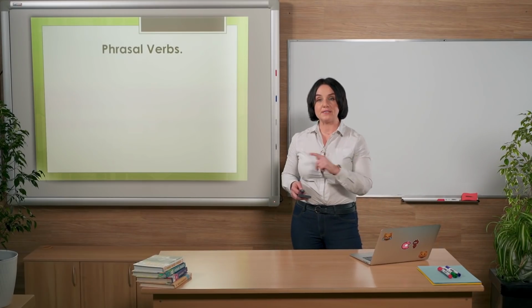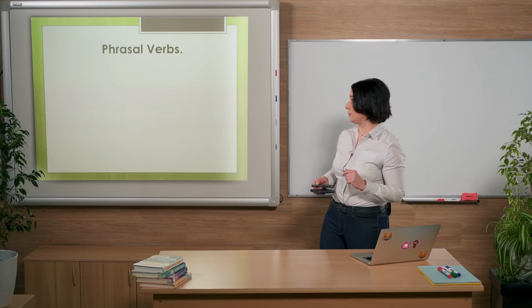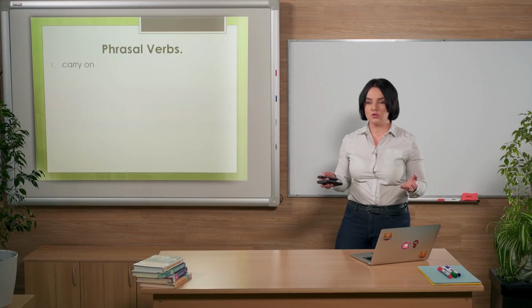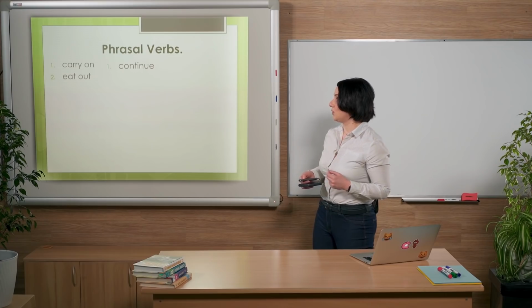Let's look through the phrasal verbs connected with the topic of sport. So, the first one, carry on. So what does it mean? To carry on. I know carry, I know on, but together the meaning is to continue. Well, carry on jogging, carry on riding, carry on reading. Let's carry on. Okay, the second one, eat out. Eat, but why out?